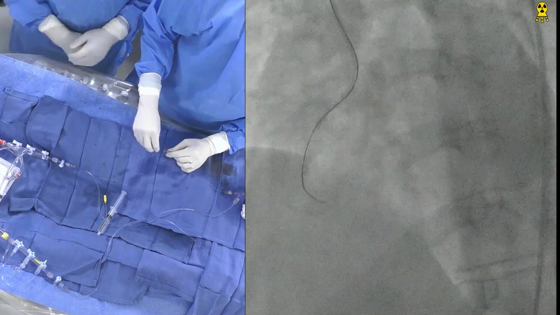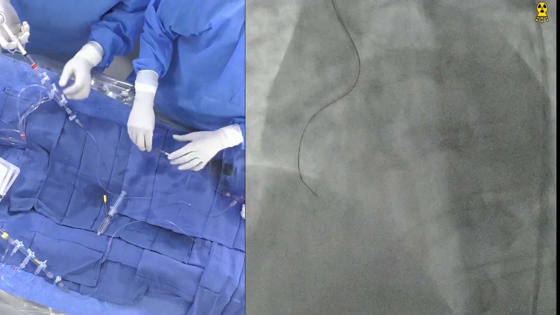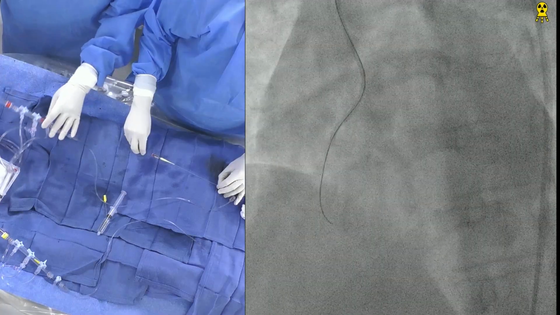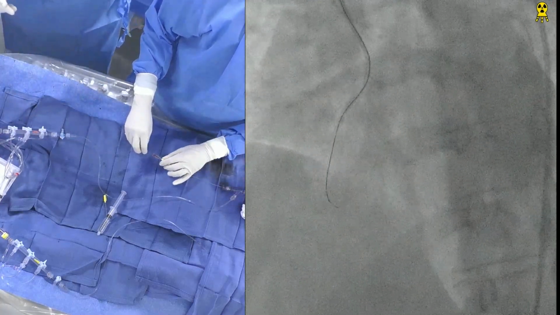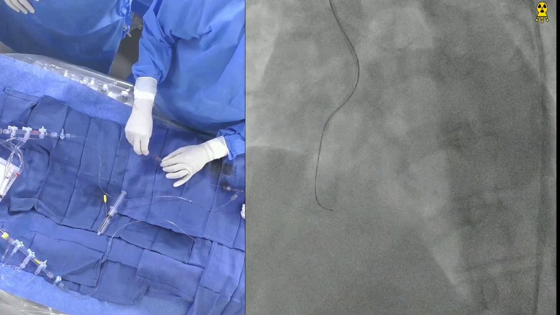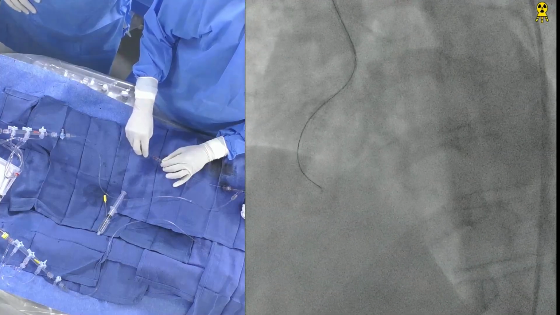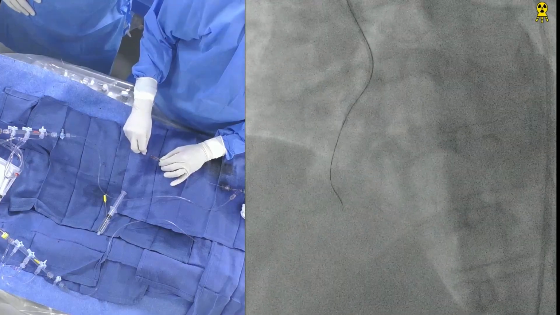Now you see that I'm trying to advance, and this wire is just making the turn into the side branch. So we have to decide now whether we should go with the aggressive wire right now. See that? Are you able to appreciate that? Yes, I'm getting into the side branch.